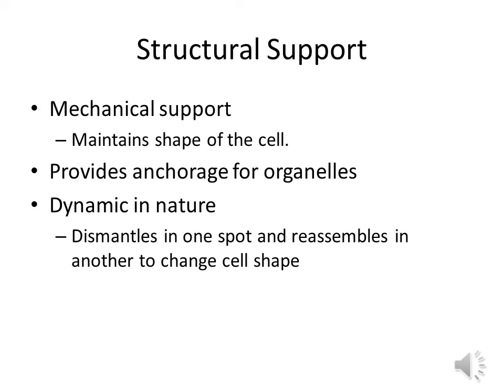As I said in the previous slide, the main function of the cytoskeleton is providing mechanical support to the cell, maintaining the shape of the cell, and providing anchorage to the organelles. Organelles are shifted from one position to another through the cytoskeletal components. They are dynamic in nature. They can dismantle at one spot and reassemble at another spot so that they can change the cell shape.